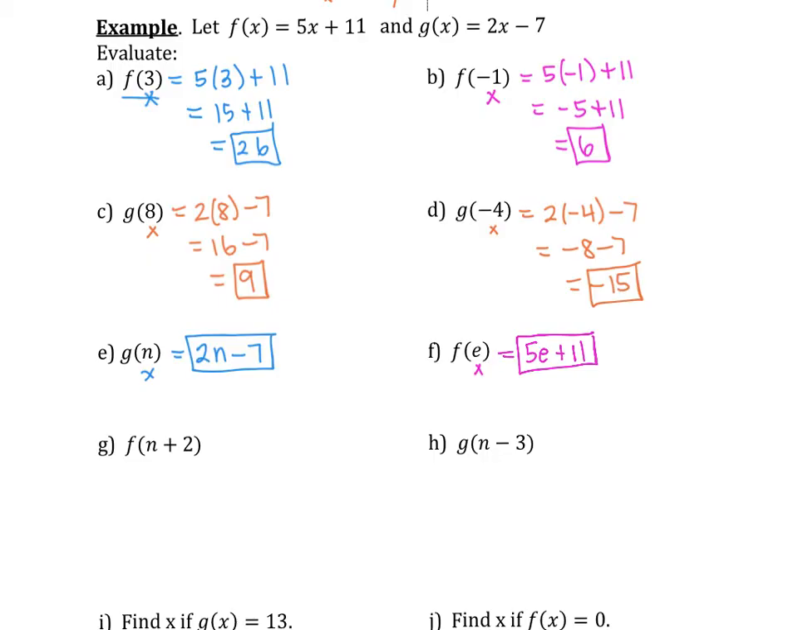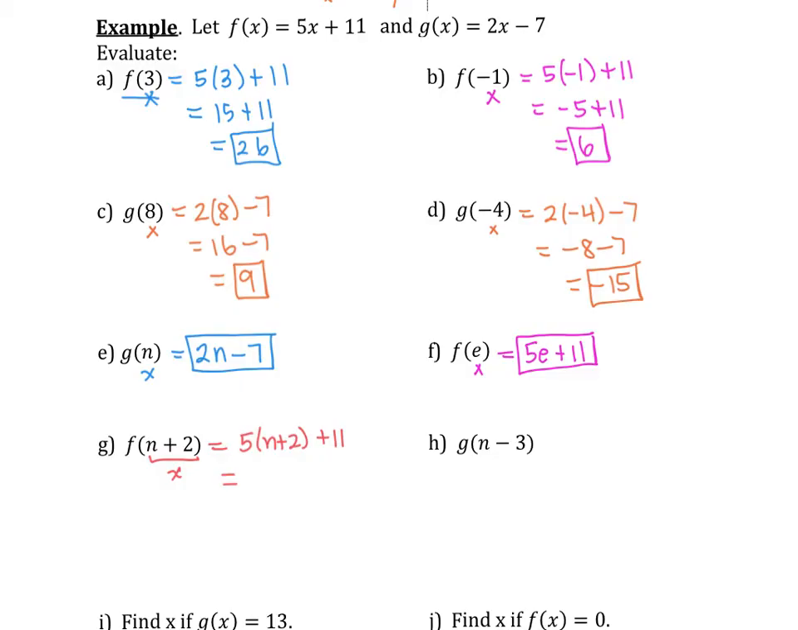Okay, for g, it says f of n plus 2. So where the x is, I'm going to replace it with n plus 2, and I'm going to use parentheses because the n plus 2 has to stay together. So for f of x equals 5x plus 11, where the x is, I'm going to plug in n plus 2. So 5 times (n plus 2) plus 11.